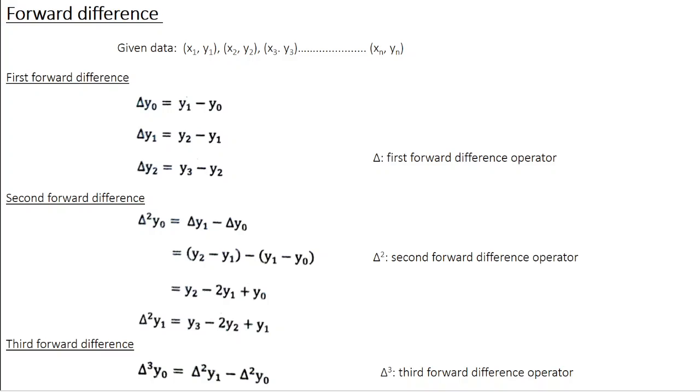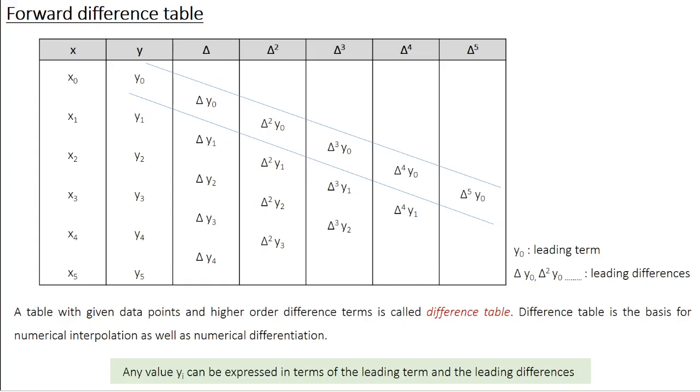So once you find the difference terms of various orders, you can compile them into a table, and this table is known as the forward difference table. So a table with given data points and all the higher order difference terms is known as a difference table. So imagine you have 6 data points x0, y0, x1, y1 all the way to x5, y5. So you can construct the difference table.